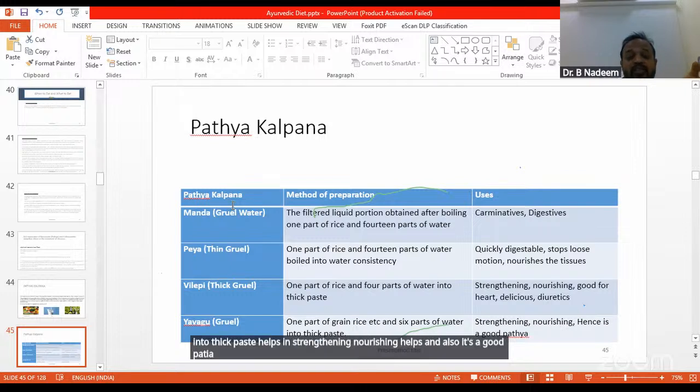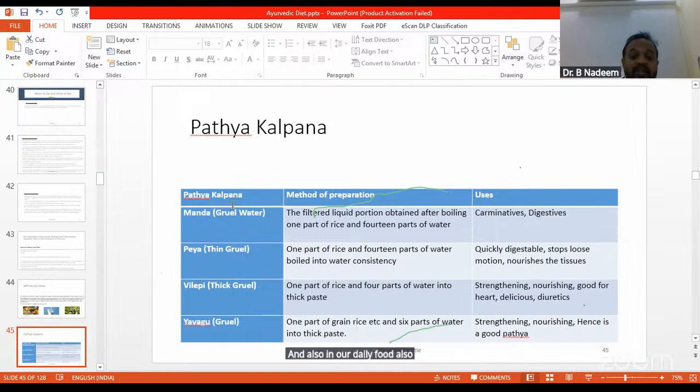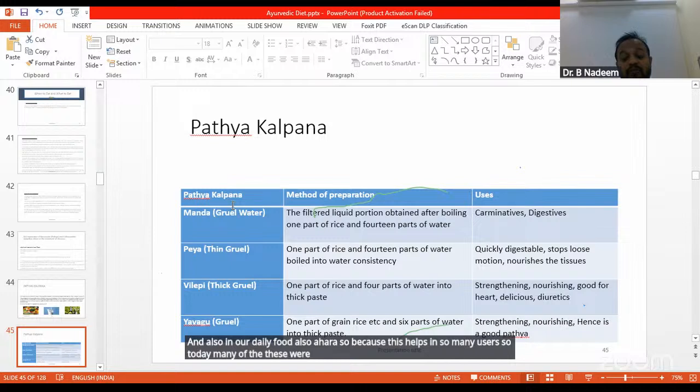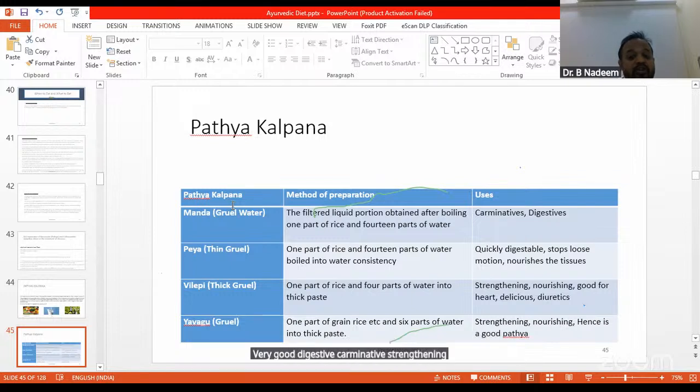So these Manda, Peya, Vilepi, Yavagu, all these are Patya Kalpana, which we should be using in our daily life and also in our daily food, Ahara, because this has so many uses. Many of these are still being used traditionally. If you ask in the villages or people in the outskirts, they still use Manda, Peya, Vilepi, Yavagu, and some people who know about the Ayurvedic importance of this Patya Kalpana will obviously use it. It's very good as a digestive, carminative, strengthening, and helps in nourishing our body.